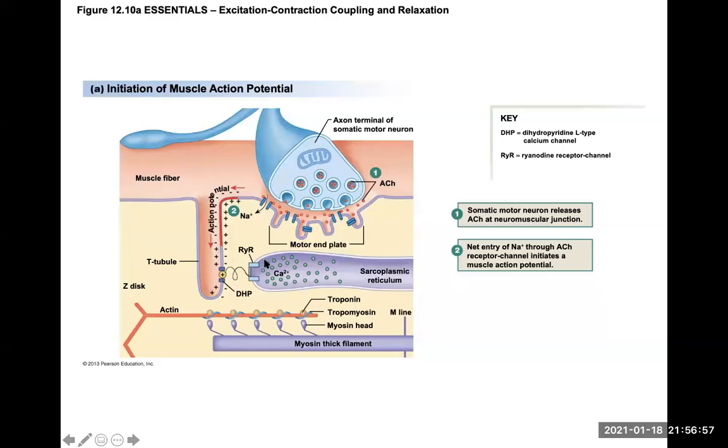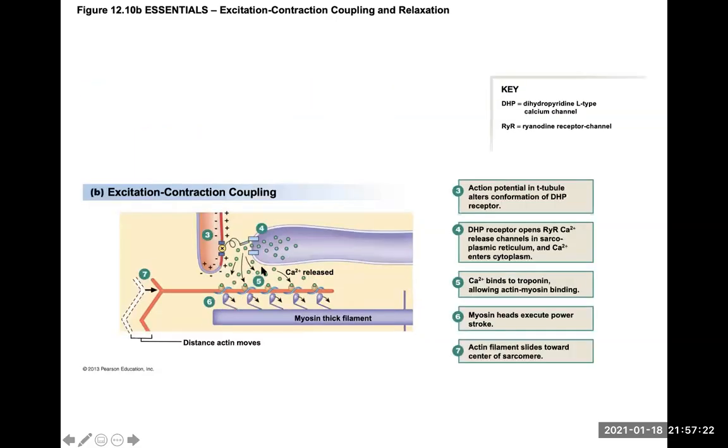The T tubule then propagates that signal out to the sarcoplasmic reticulum, and the sarcoplasmic reticulum is then going to release the calcium that it holds. It does so by attaching to the ryanodine receptor channel, and then it's going to allow more calcium to come out. When the calcium comes out through those receptor channels, it initiates the contraction. So what happens when the calcium comes out is the calcium is then going to interact with the troponin.